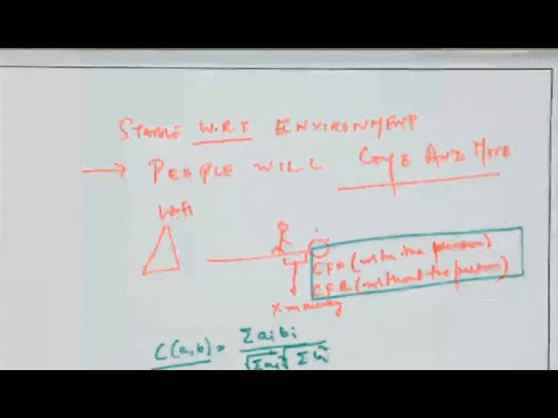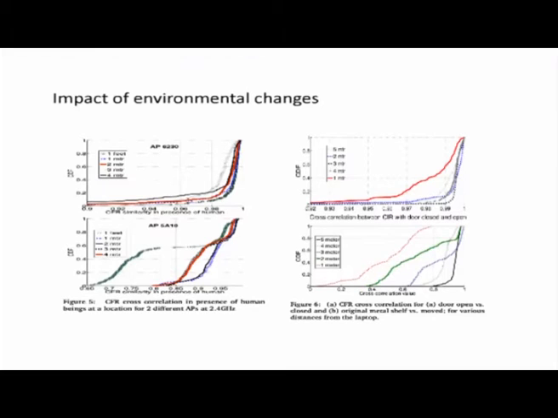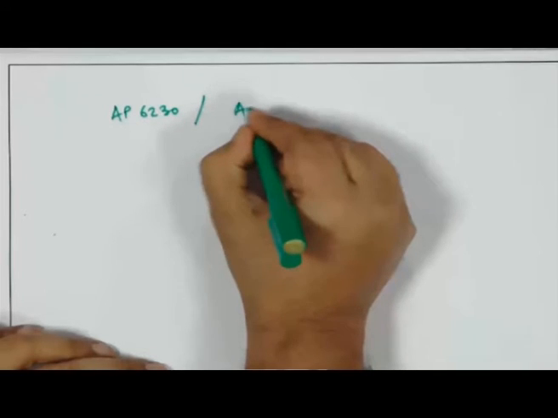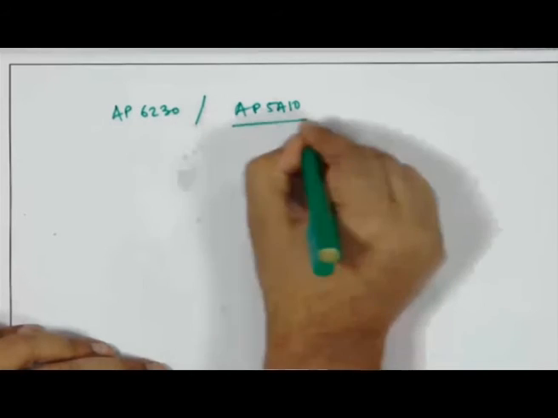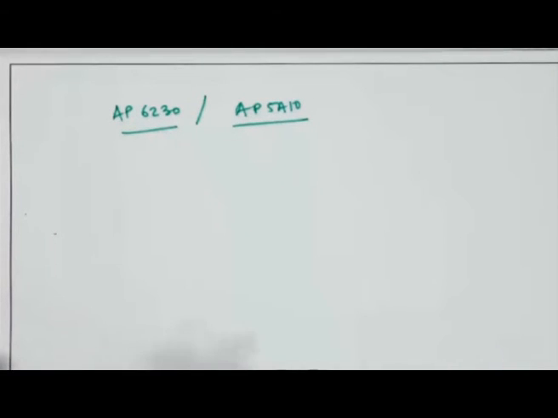See this result, it is from AP1 and AP2. Here AP1 is AP6230, and AP2 is AP5A10. So there are two access points.